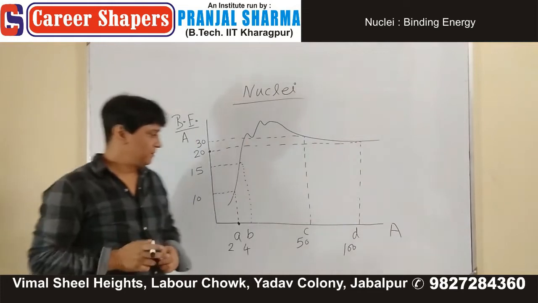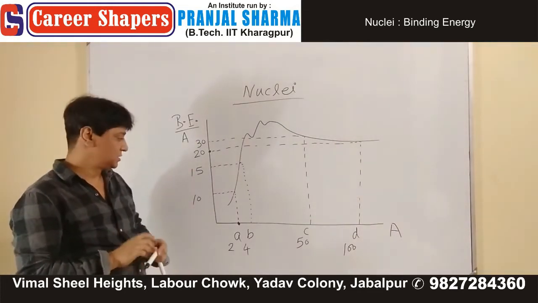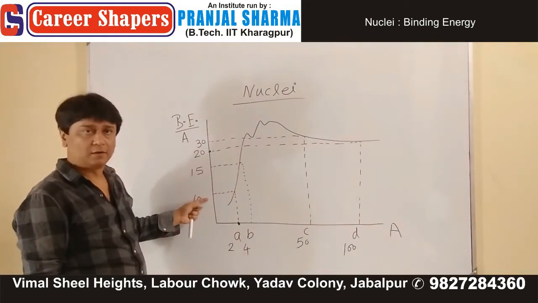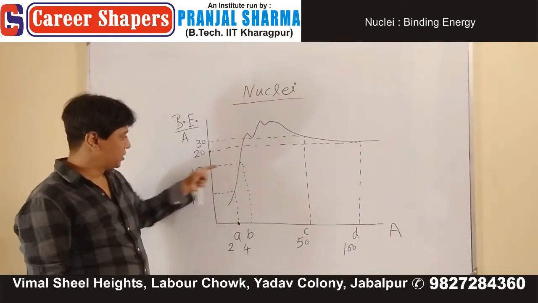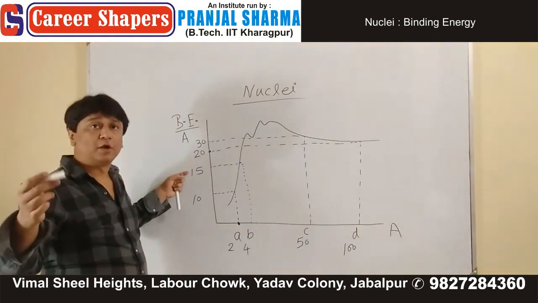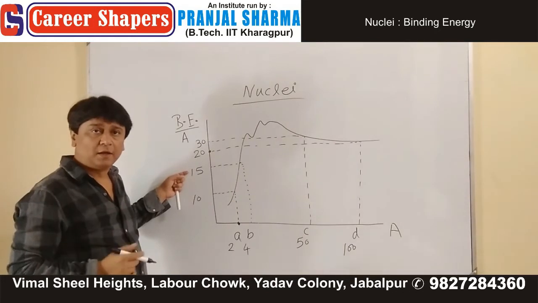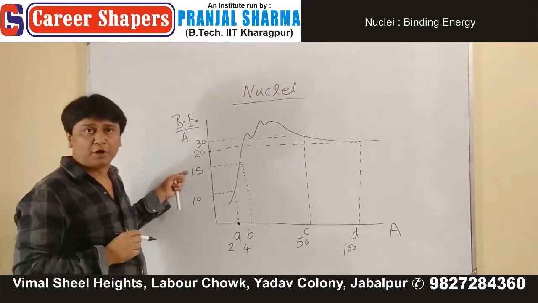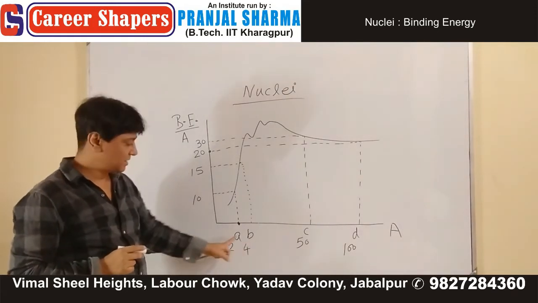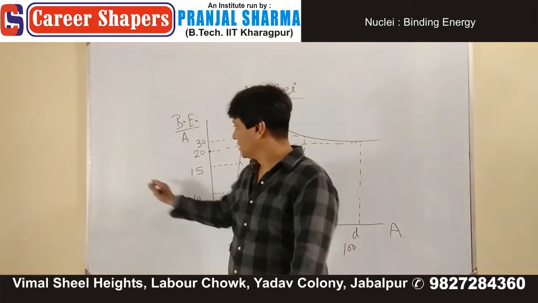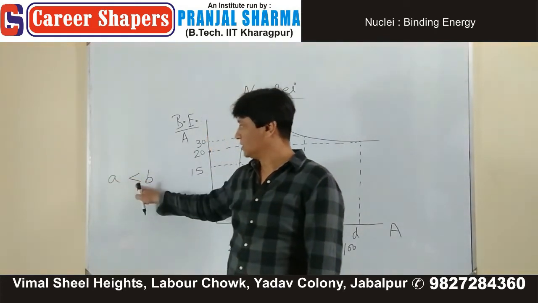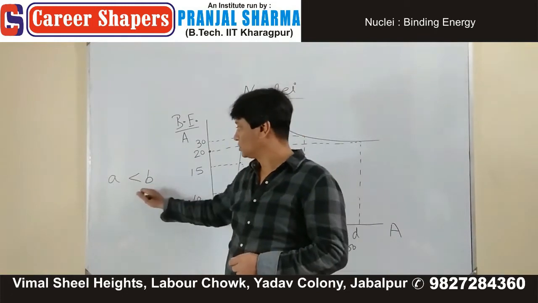So I hope everybody will try to answer correctly. What is binding energy per nucleon? 10. Binding energy per nucleon? 15. Binding energy per nucleon, it gives you what? Stability. The greater the binding energy per nucleon, the more stable your nucleus is. So B is more stable than A. This is for stability.